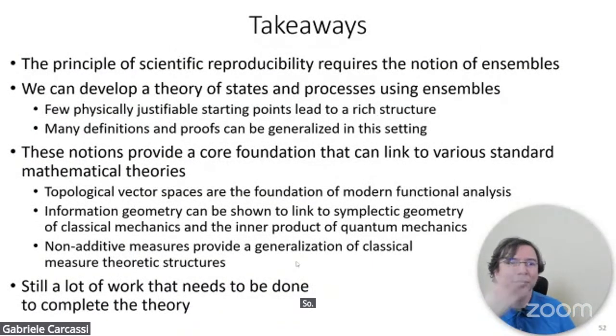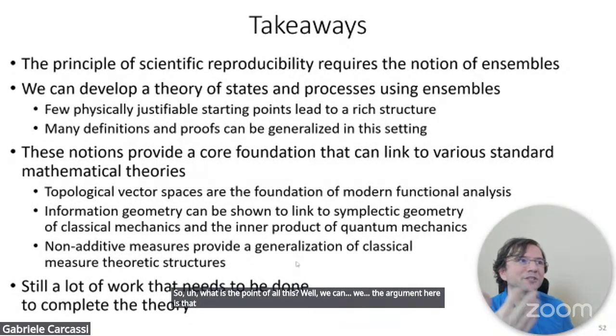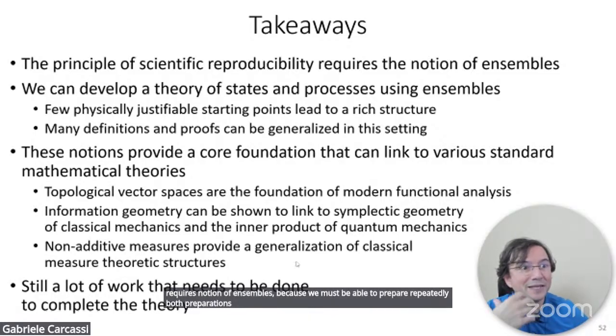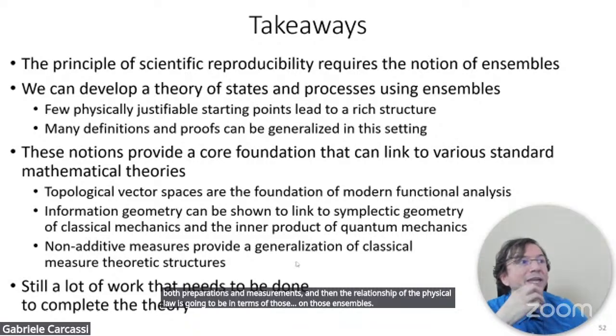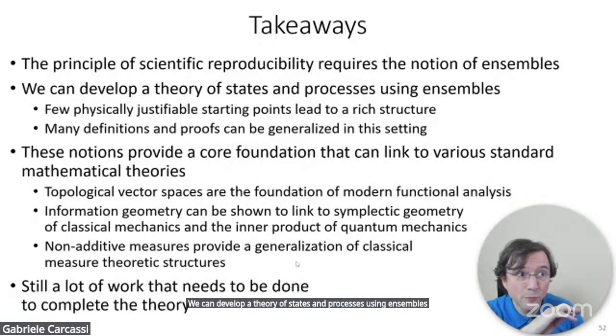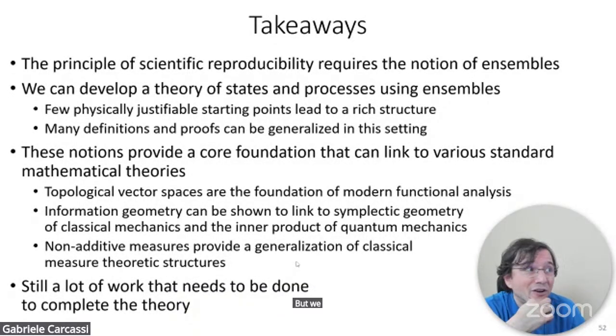So what is the point of all this? Well, the argument here is that if we allow for the principle of scientific reproducibility, then that requires a notion of ensembles, because we must be able to prepare repeatedly both preparations and measurements, and then the relationship of a physical law is going to be in terms of those ensembles. We can develop a theory of states and processes using ensembles, and we have right now a few physically justified starting points, but they still lead to a rich structure that recovers a bunch of things that we already have in classical mechanics and quantum mechanics, but we can do it over a general structure.